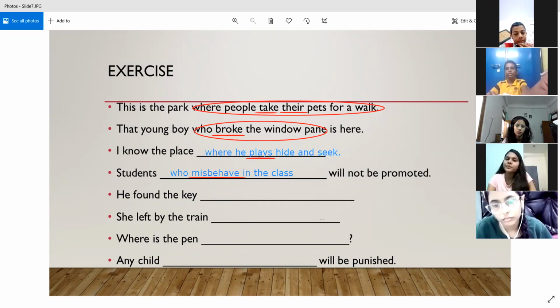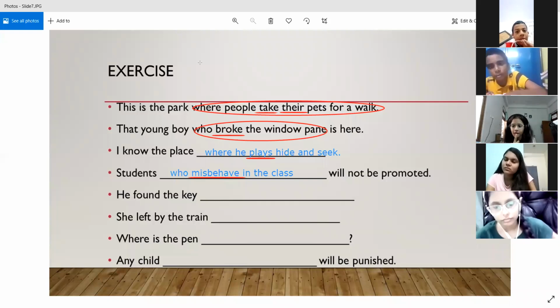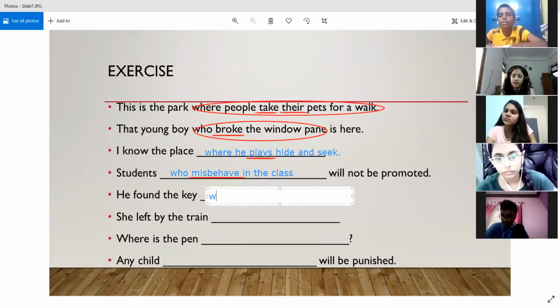Yes, Vaishnavi. Yes, sir. He found the key which he had lost yesterday. Which he has, he had lost. We won't say has. Yes, sir, had. Which he had lost yesterday. I will tell you the reason also why we are going to use had.